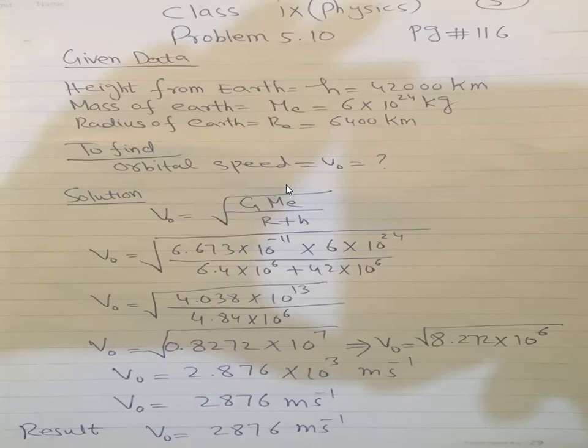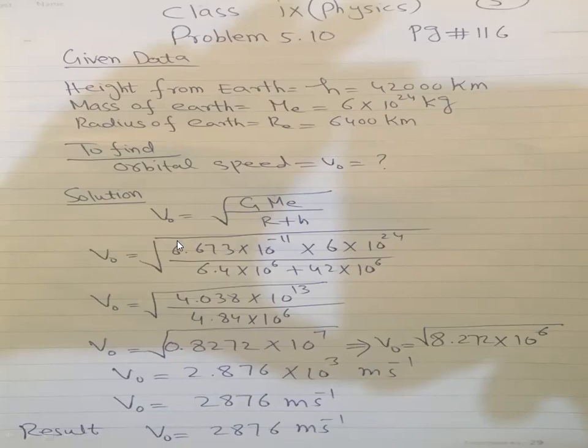So I'm just putting the values. The gravitational constant is a fixed value, 6.673 into 10 to the power minus 11, multiplied by the mass of the Earth, 6 into 10 to the power 24, also a fixed value. For r plus h, the radius of Earth is 6.4, which in meter is 6.4 into 10 power 6. Then h is 42,000 kilometers. You need to convert this into meter as well, first converting and then substituting. You will get 42 multiplied by 10 power 6.